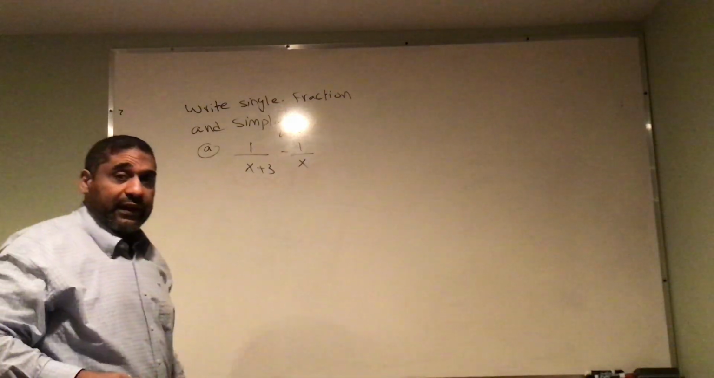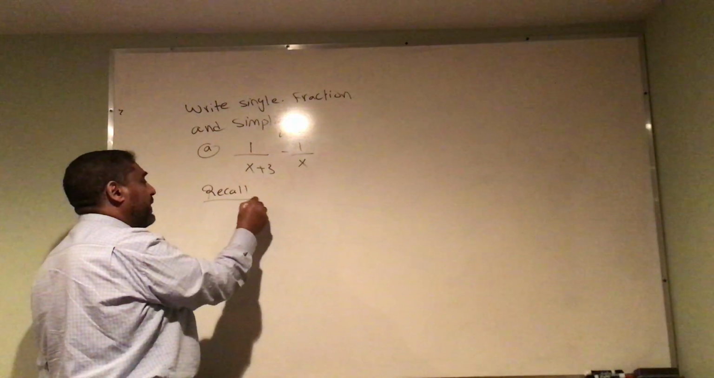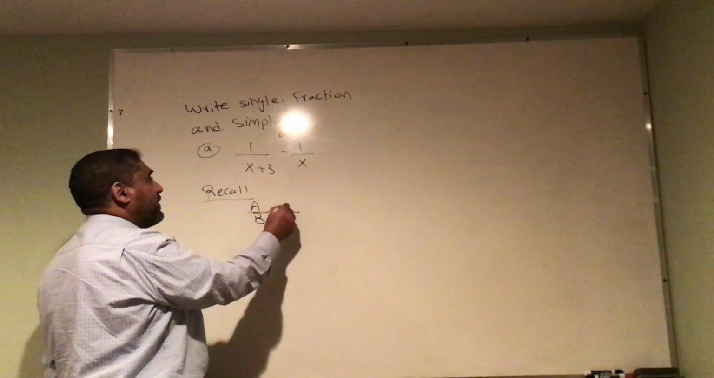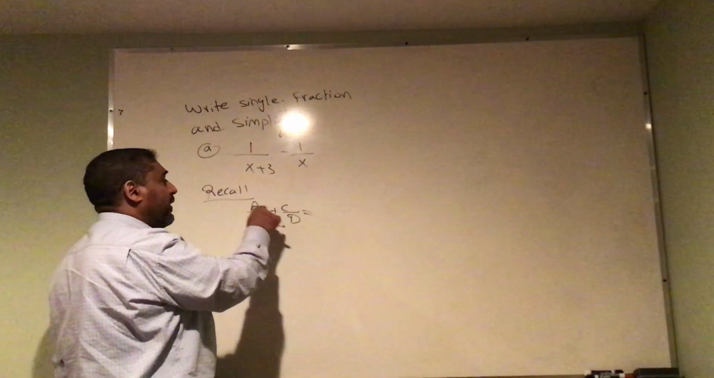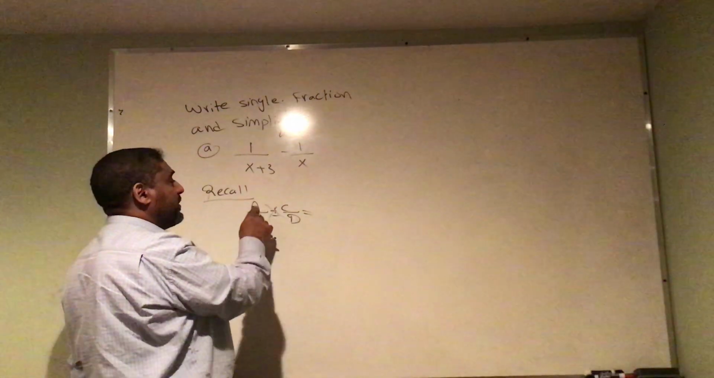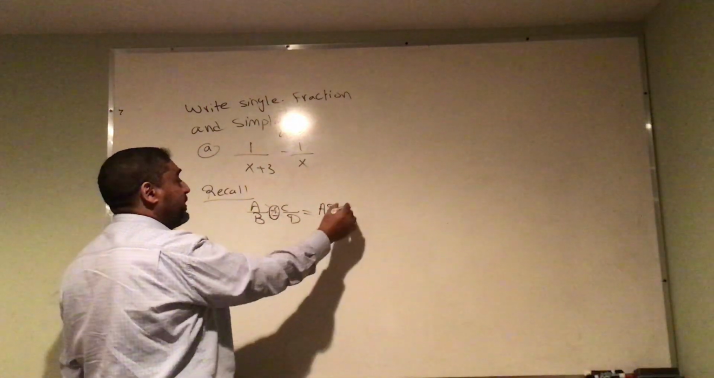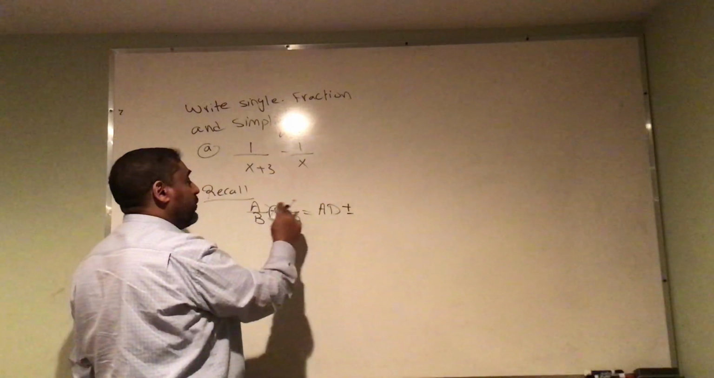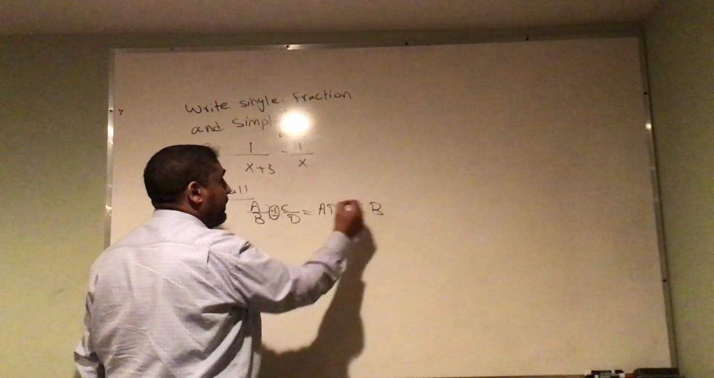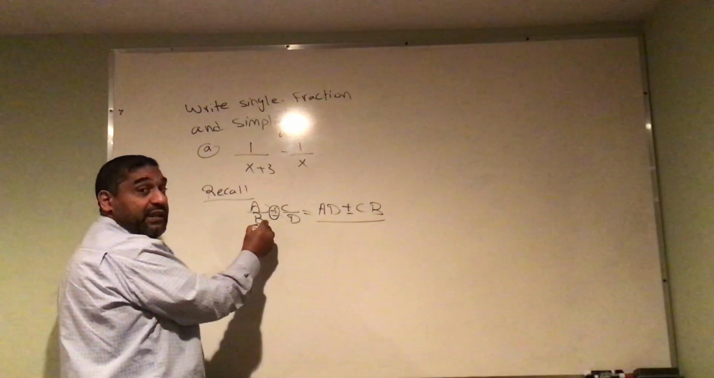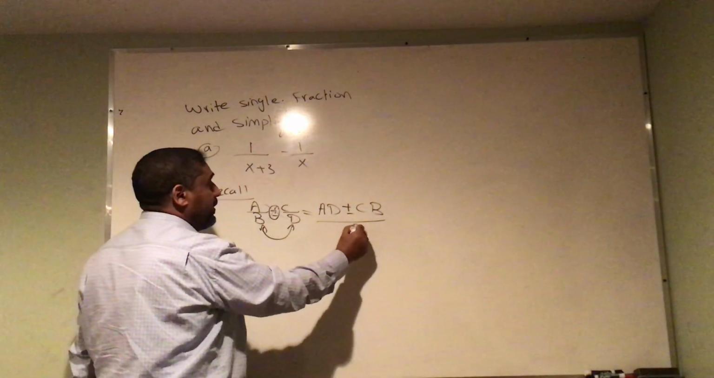So let us recall, if you have a over b plus or minus c over d, how to simplify this as one single fraction. What you are going to do is just cross, guys. Cross a multiplied by d, so you have ad. What you have in the middle, plus or minus, just write it as it is. Then c multiplied by b, the whole thing divided by b multiplied by d.